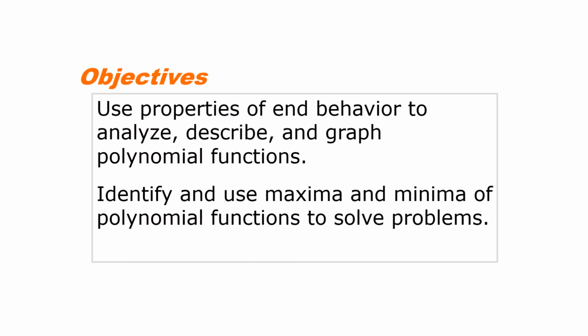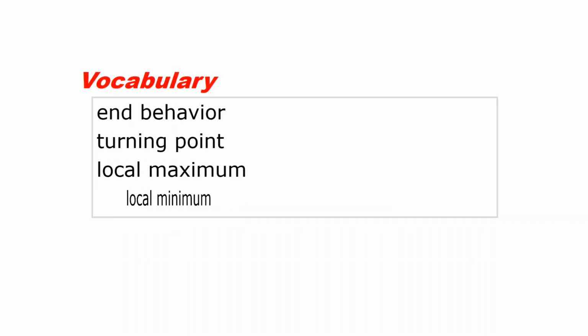The objectives for this lesson. At the end of this lesson, you'll be able to use properties of end behavior to analyze, describe, and graph polynomial functions. You'll also be able to identify and use maxima and minima of polynomial functions to solve problems. The vocabulary for today is endpoint, turning point, local maximum, and local minimum.